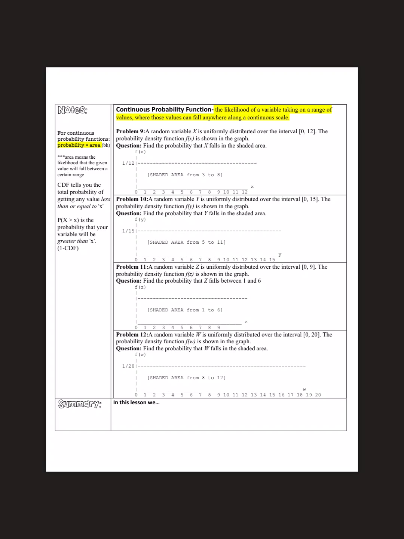Okay, guys, here's the notes to the back of your sheet to finish. So we're going to do this real quick. Again, we were talking about CDF. It tells you the total probability of getting any value less than or equal to a given value. If it's P(X), it's the probability that your variable will be greater.